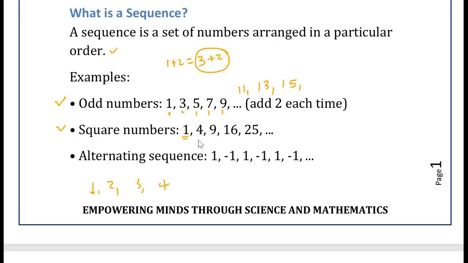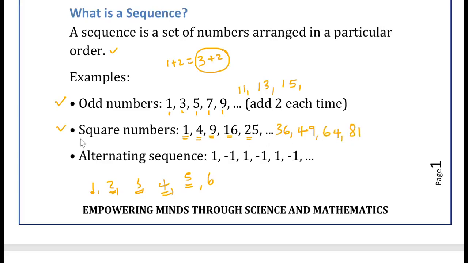And again, for me to get the next square number, I come back. 2 times 2 gives me 4. 3 times 3 gives me 9. 4 times 4 gives me 16. And then 5 times 5 will give me 25. And then 6 times 6, I get here 36. 7 times 7, I get 49. 8 times 8, I get 64. And then 9 times 9, I get 81.